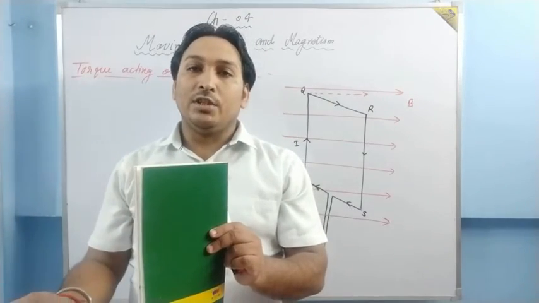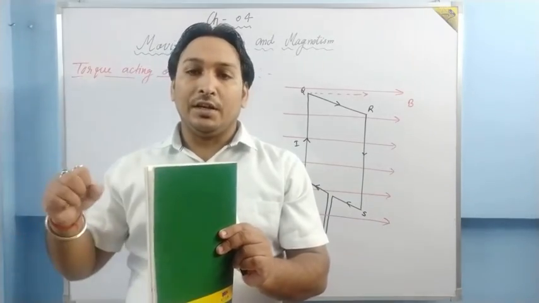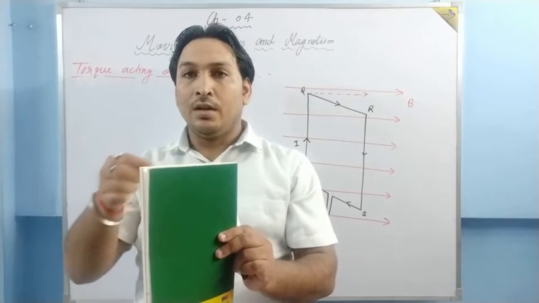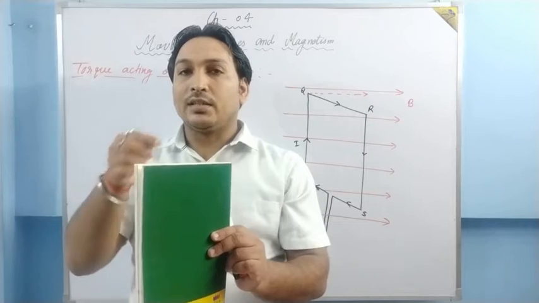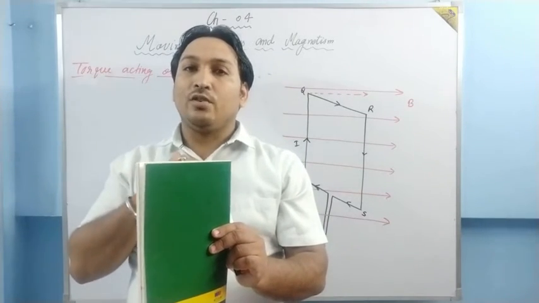Again the angle will be zero, and because F is equal to ILB sin theta, theta becomes zero for this component. But this component makes an angle of 90 degrees with the magnetic field. So what is the direction of force?